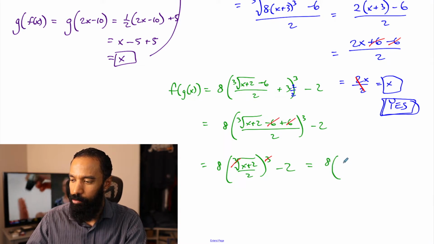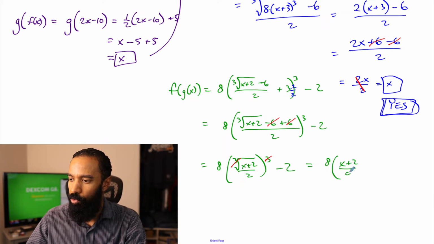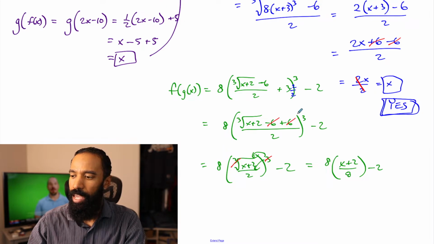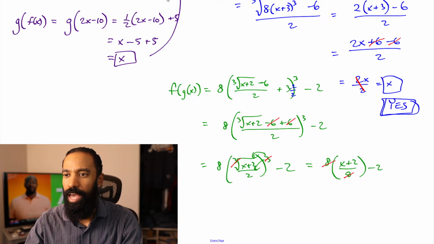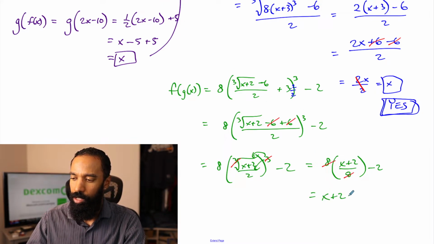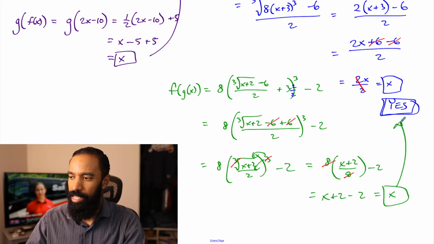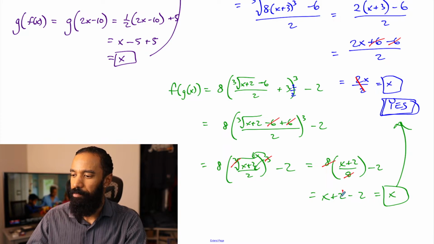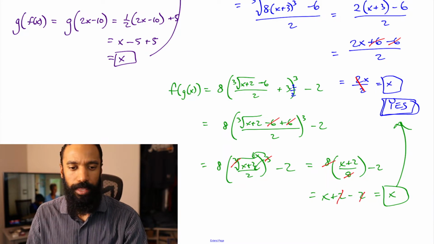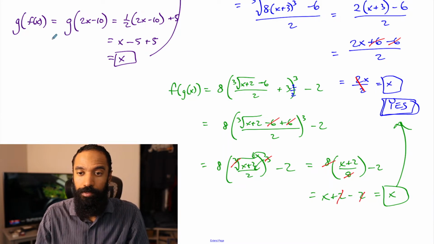Sorry, I'm having trouble saying my cubes. X plus 2 over 8. So I cubed the top and the bottom right there. And then that's minus 2. 8 over 8 is 1. You're left with x plus 2 minus 2, which is going to give us that x right there. So once again, yeehaw. Right there, we got it. So there's a little bit of work going on, right? This is a little bit harder of an overview. We've done some of the easier ones.